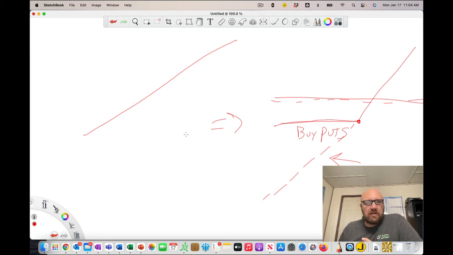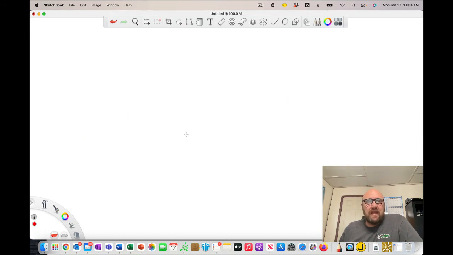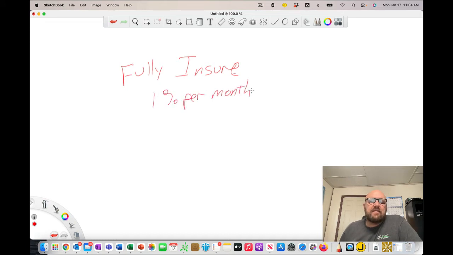The thing is, there's a cost. It's expensive, just like a house insurance premium or a car insurance premium. So you have to pay for that protection. Well, why doesn't everybody do that? Well, the reason is it's expensive. It's very expensive. If you want to fully insure a portfolio, you can do it, but it's going to cost you in the range of 1% per month. Okay, and that changes based on future projections.